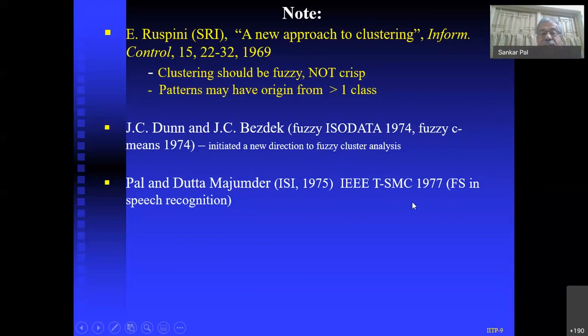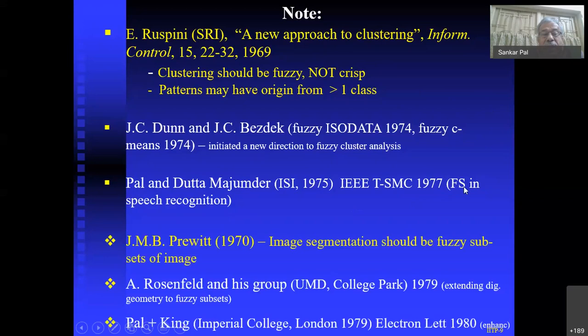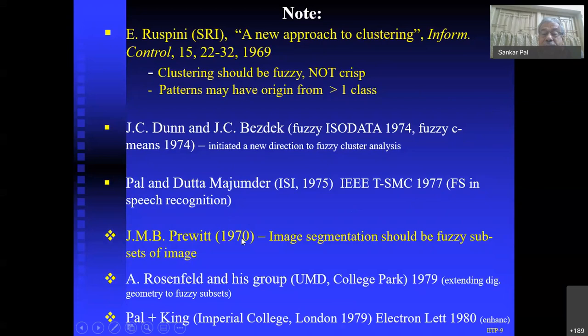1977, first from our institute. This is on speech recognition. Similarly, it is a lady, Professor Judith Prewitt. She first mentioned in 70 that image segmentation should be a fuzzy subset. And Rosenfeld and his group at University of Maryland College Park, whom I visited as a Fulbright Fellow that time, they extended the concept to digital geometry.